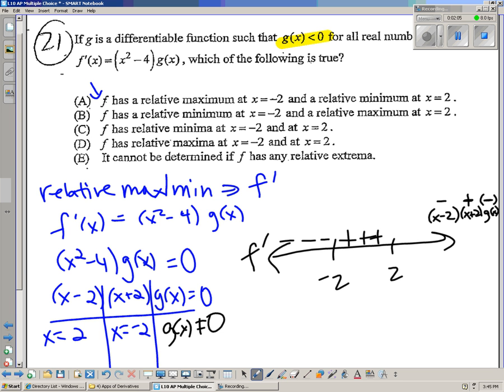And then we have past 2, say 3. 3 minus 2 is positive now. 3 plus 2 is positive. And g of x is still negative. Positive times a negative is a negative.